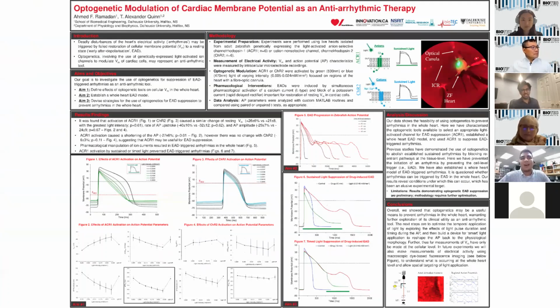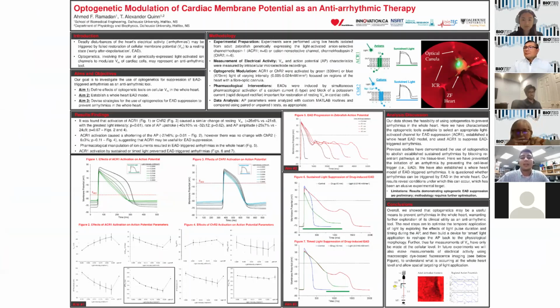Hey everyone, today I'll be talking to you about optogenetic modulation of cardiac membrane potential as an antiarrhythmic therapy. So, as you might know, the heart is an electrically driven pump where electrical activity results in mechanical contraction. Disturbances in the heart's electrical activity can be deadly. These are commonly known as arrhythmias. Arrhythmias are caused by electrical activity not reaching a resting state after electrical excitation occurs.